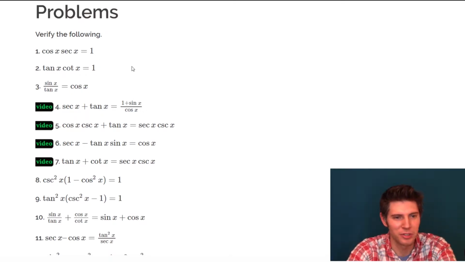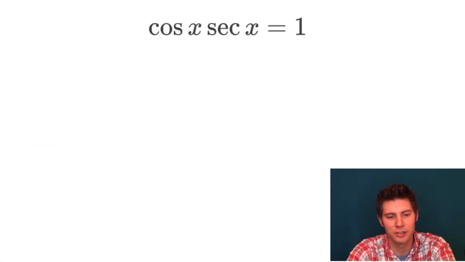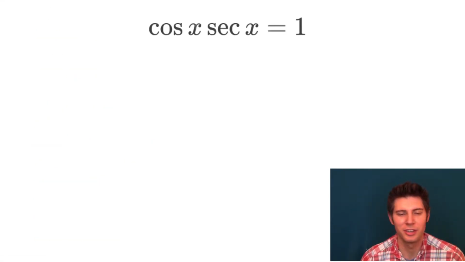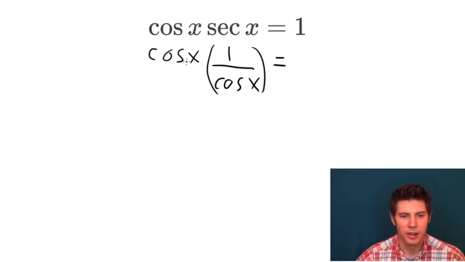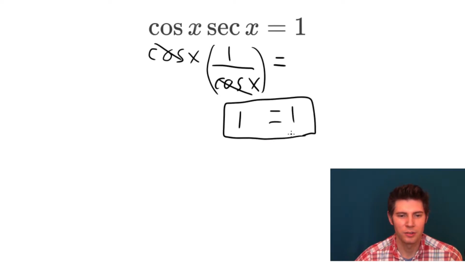For the first one, cosine x secant x equals 1. The most common rule people will tell you for these is to write everything in terms of sine and cosine. So we're going to do that first. This stays cosine of x, and secant of x changes into 1 over cosine of x. Now when you multiply, these cosines of x cancel, and you're left with 1. And we get 1 equals 1, and that is what we wanted to prove. So that's the first one.